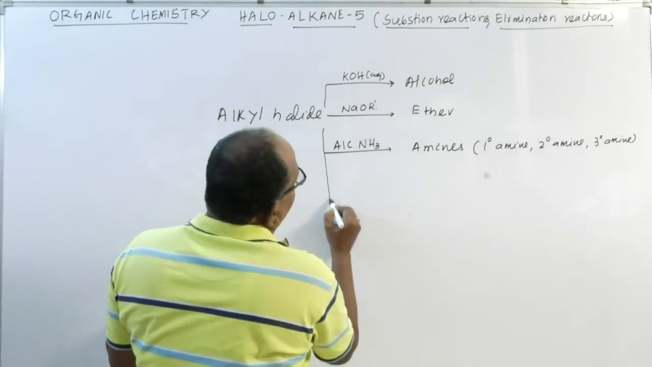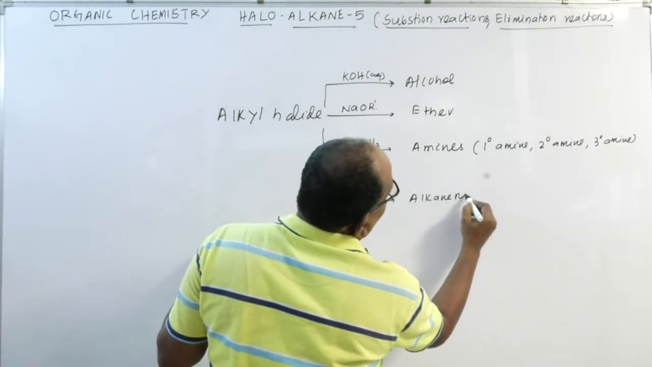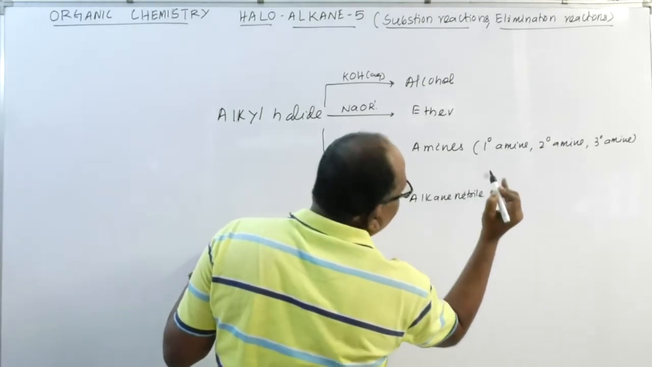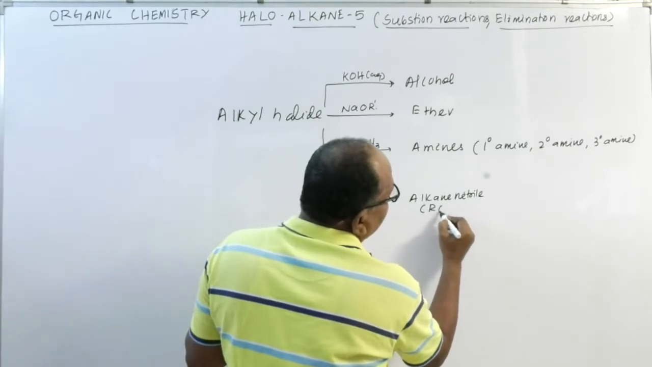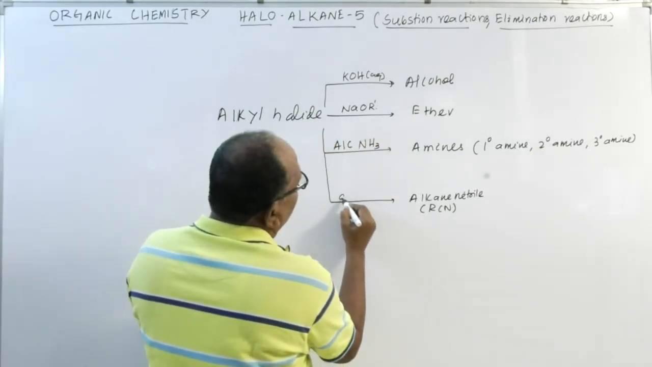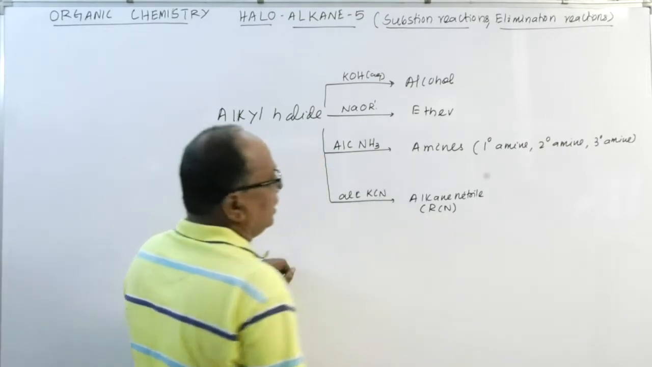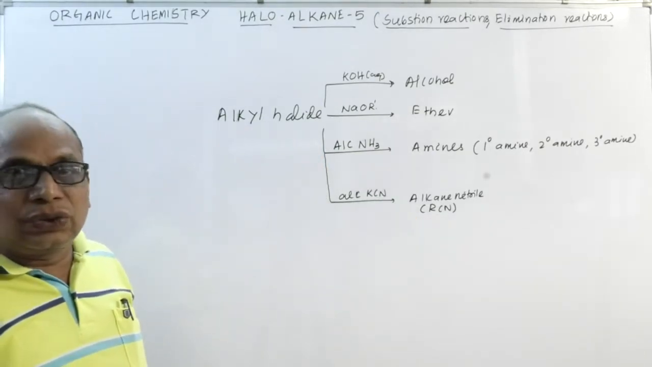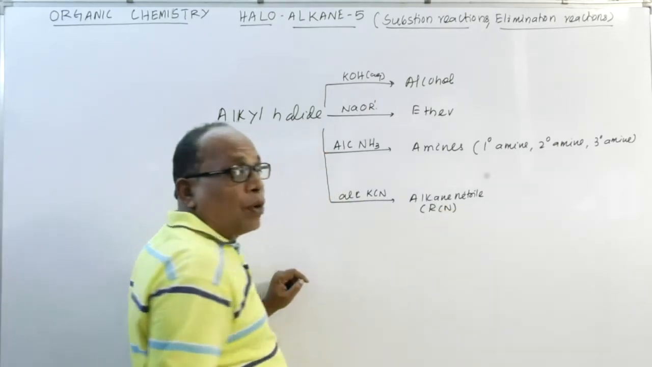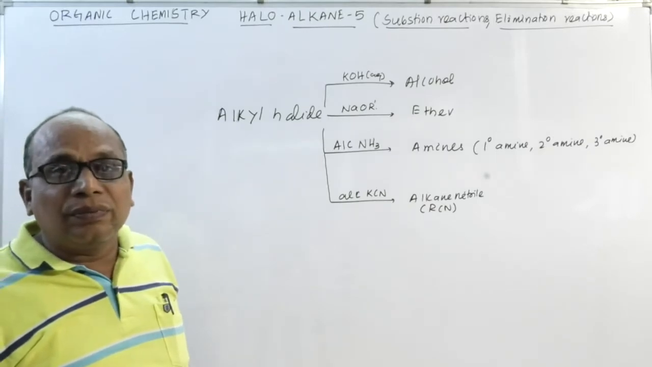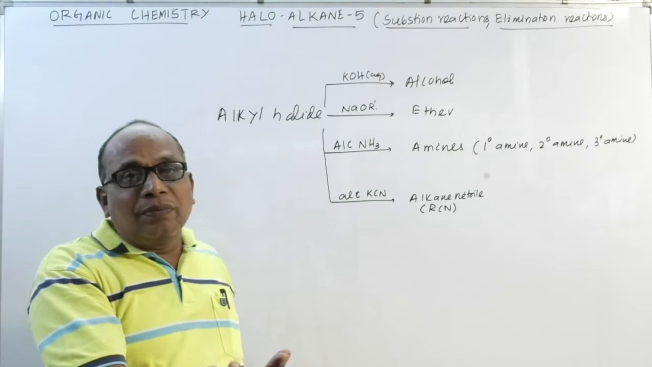Again, this alkyl halide can be converted to alkane nitrile. Nitrile means RCN, by the action of alcoholic potassium cyanide. You see, when alkyl halide reacts with potassium cyanide, we increase one more carbon atom. That's why this reaction is always used to increase one more carbon atom in the molecule.